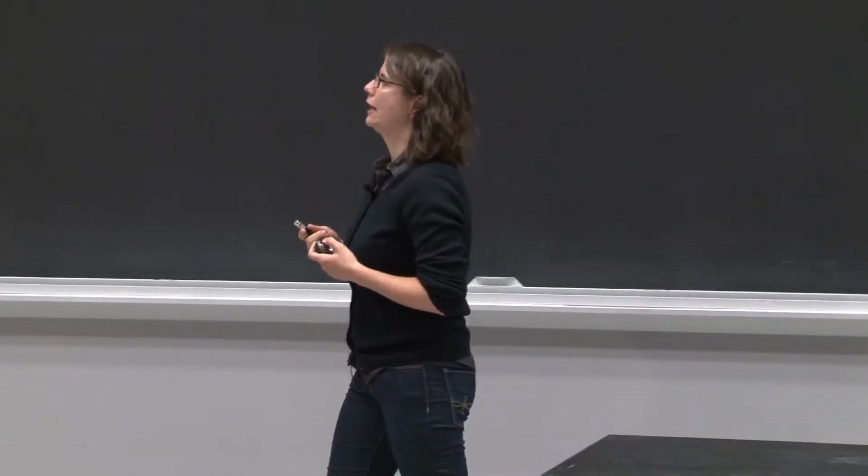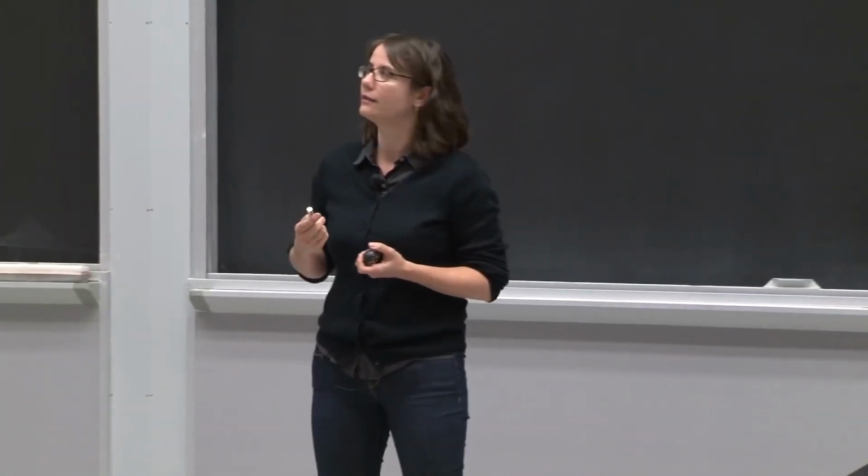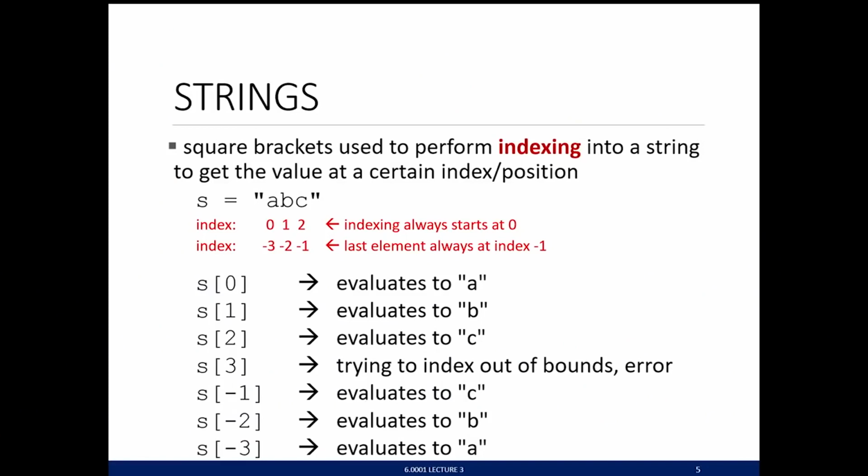In Python, it turns out you can also use negative numbers to index. If you index into the string with -1, for example, that means that you want the last character in the string. So the last character in your string is always going to be at position -1. The second to last character is at -2, the third to last character is at -3, and so on and so on.